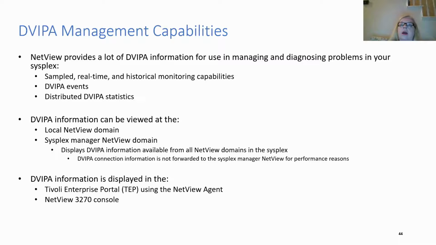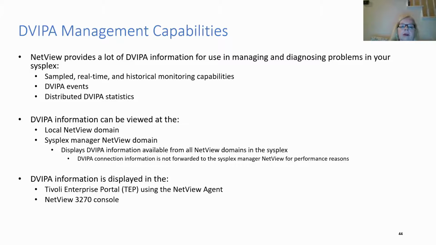So you can view the DVIPA information at the local NetView domain, or at a Sysplex Manager NetView domain. At the Sysplex Manager NetView domain, you can see all of the DVIPA information from all the NetView domains in the sysplex. The only information that we don't pull into a single system is the connection information, because there can be a lot of it, so we don't do that for performance reasons.